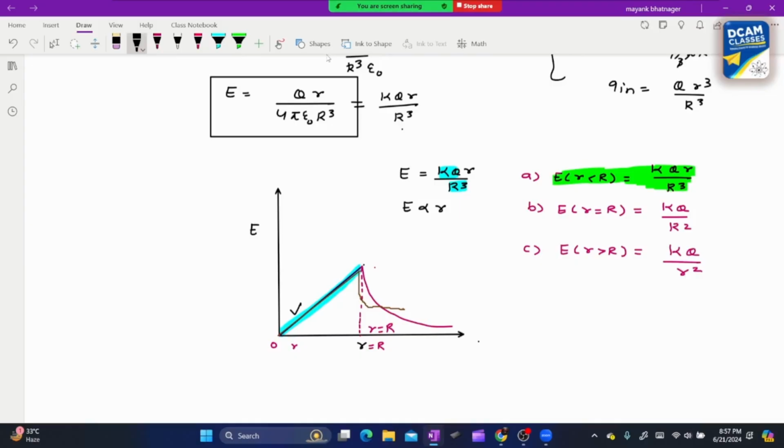So because after this point, understood, Dharani? Yes, sir. After this, what will happen? At capital R, the value will obviously be this one. This point will be your kQ by capital R square only. After this, what will happen? Again, the same graph. Electric field is equal to kQ by small r square. So E is inversely proportional to r square. So again, the same graph will be in this as we have done in the previous case, like this. So that's why the graph is this way.